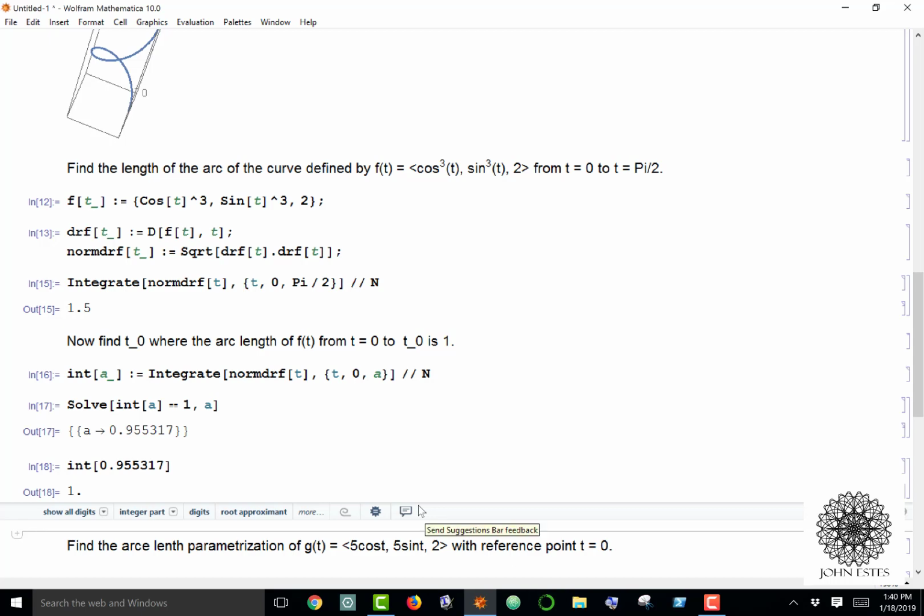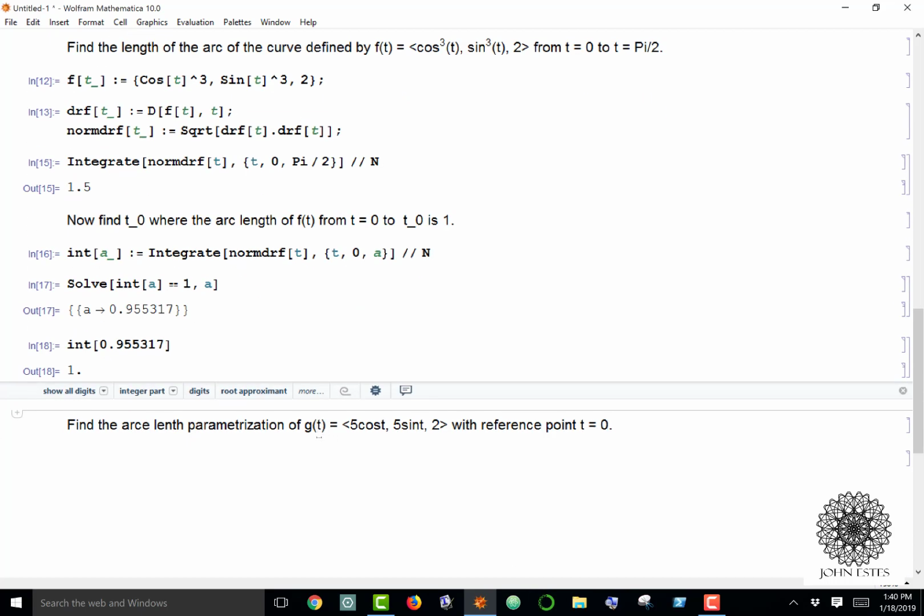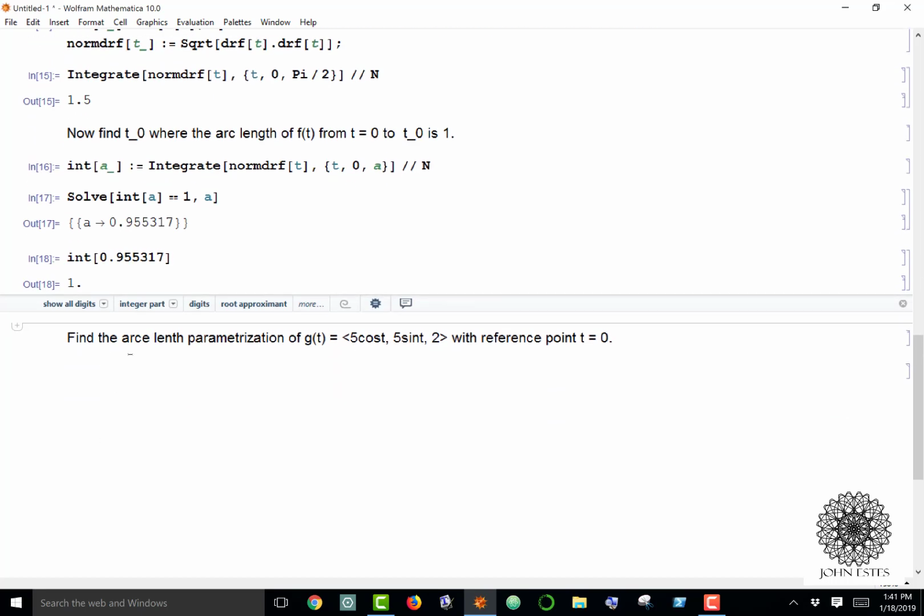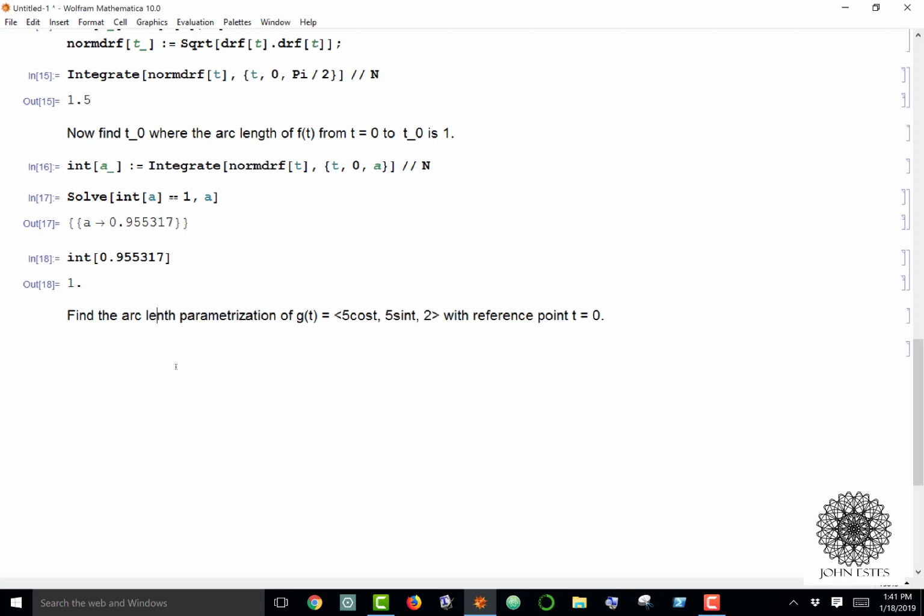Okay, now another common thing in calculus is to do arc length parametrization. And what that does is it redefines my parameter here not to be fixed from the origin as vectors stemming from the origin, but actually be vectors running along the curve. So I'm going to show how to do that as well. And I want to find the arc length parametrization of this function g, which is 5 cosine t, 5 sine t, 2. So first I need to define that function: 5 cosine t, 5 sine t, 2.